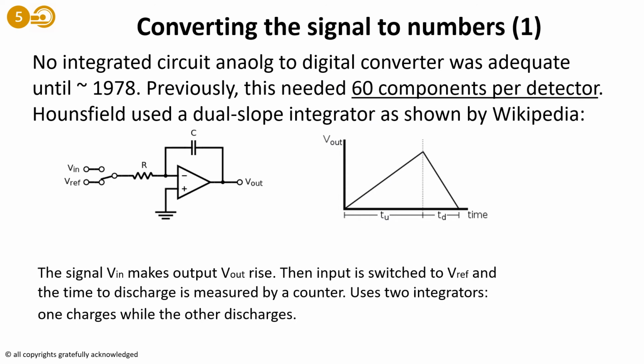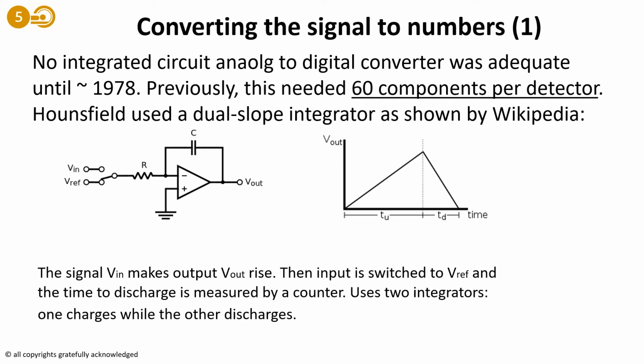The next thing you've got to do in a detector is to convert the signal into numbers. And again, this changed quite a lot in the early days of CT, because before about 1978, there was no integrated circuit method of doing this in one chip. And in the early days, Hounsfield and the other pioneers had to make their own detector out of many simpler components. And Hounsfield's method used about 60 components per detector, which made it quite bulky as a piece of electronics, and didn't help the cost.